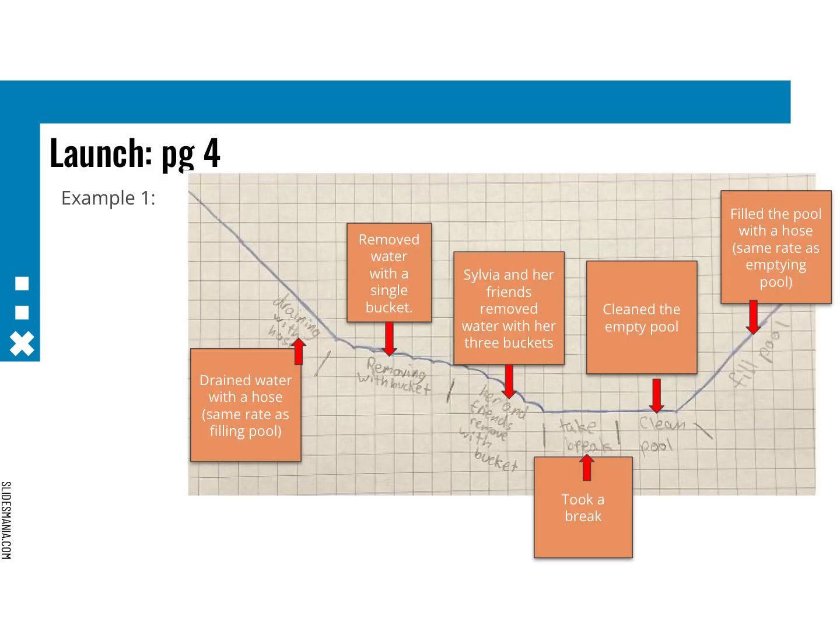All right, here is the first example that I talked about before. So she's draining it with a hose. She decided to remove with a single bucket. I guess the hose broke or something. And then she decided to do it with 3 friends. She took her break. She cleaned the pool. And then she filled up the pool.